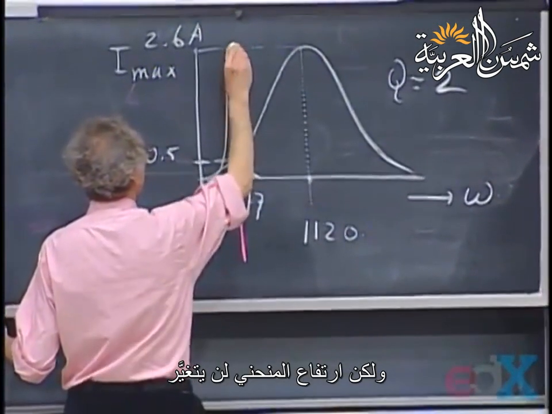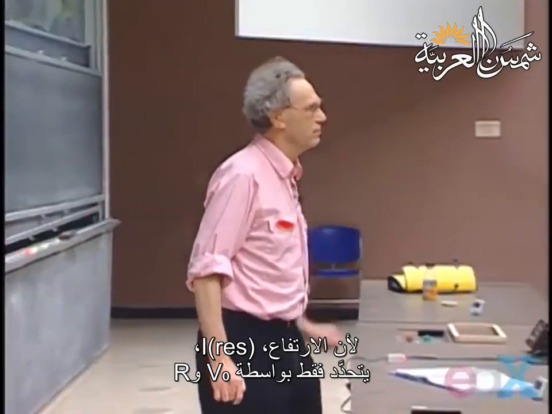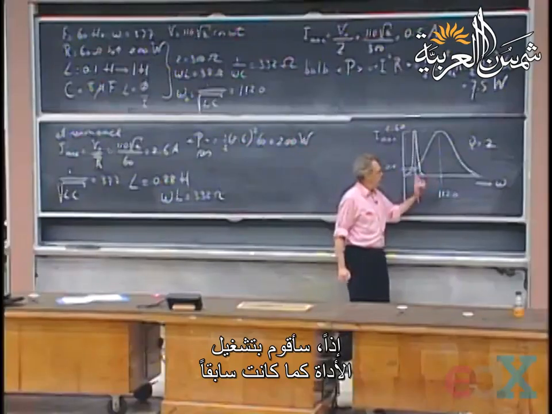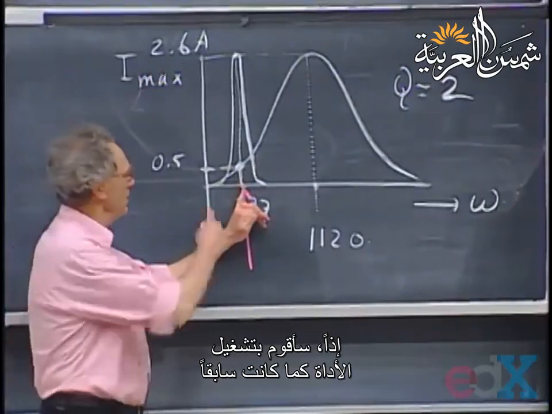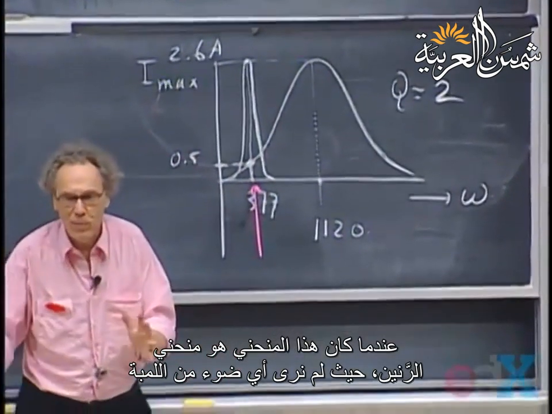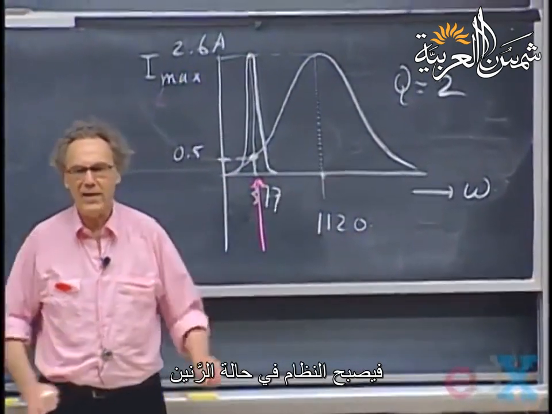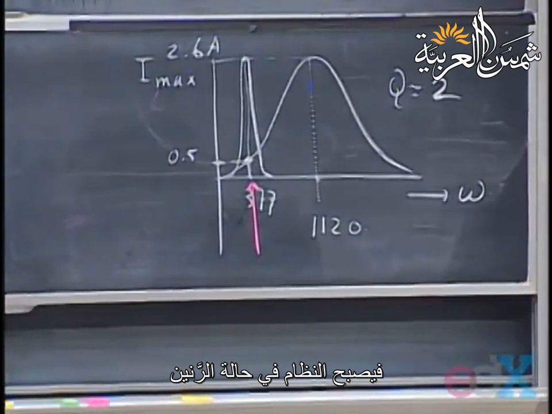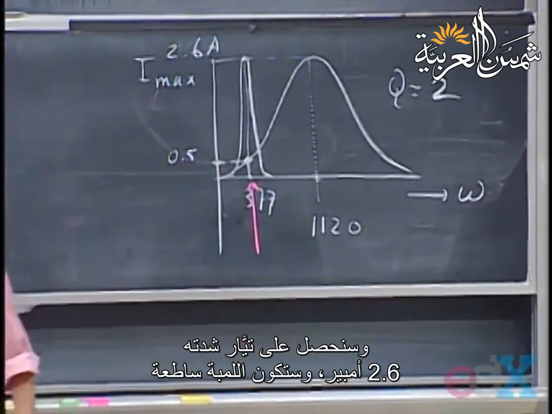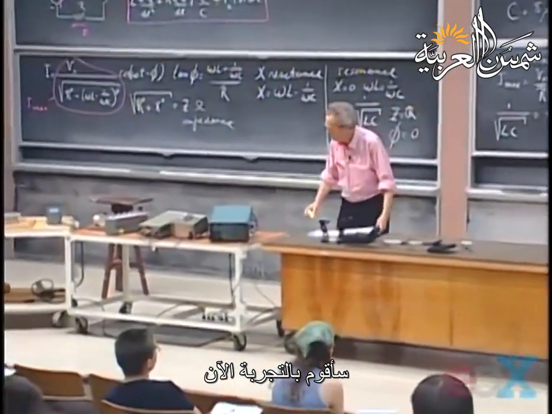But this height is going to be the same, because the height is only determined by V0 and R. And so what I'm going to do now is turn on the instrument where it was before, when this was the resonance curve. You won't see any light, and I'm going to move the bar in. I probably don't have to move it in all the way, and then the light bulb will go through resonance. You will get your 2.6 amperes, and the light bulb will be happy. And so let's do that now.